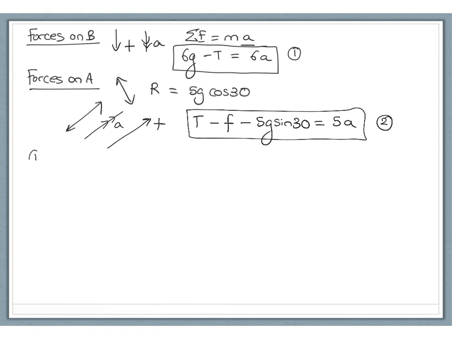Now I'm going to add together equations 1 and 2 to see what happens. Now you'll notice when we do this, one equation contains positive T, one equation contains negative T, they will cancel out. And we will be left with 6g minus F minus 5g sine 30 equals 11a.